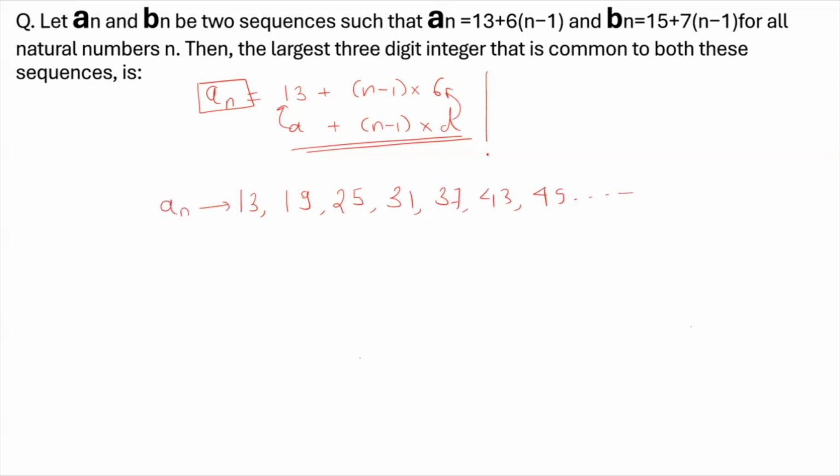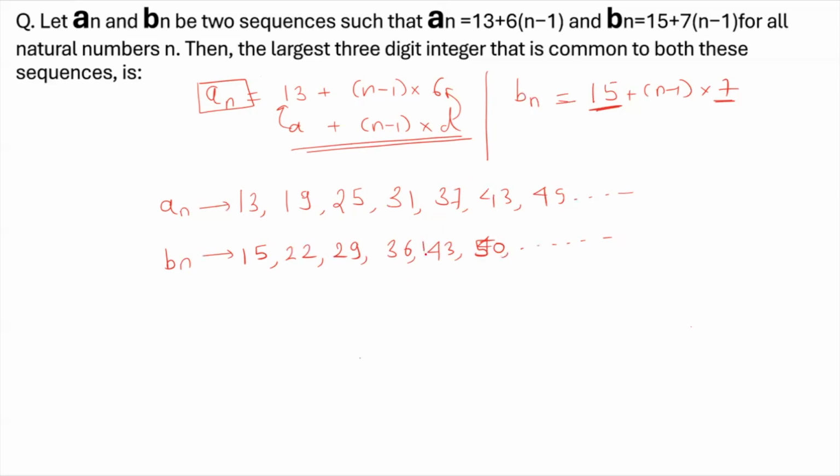By the same logic, we can observe that BN is also an AP. It is of the form A plus (n minus 1) into D. So A being the first term 15 and the common difference is 7. So for the second arithmetic progression, the first term is 15 and your common difference is 7. So the next term would be 22, then 29, then 36, then 43, then we have 50. The question is, largest three-digit integer that is common to both these sequences is.